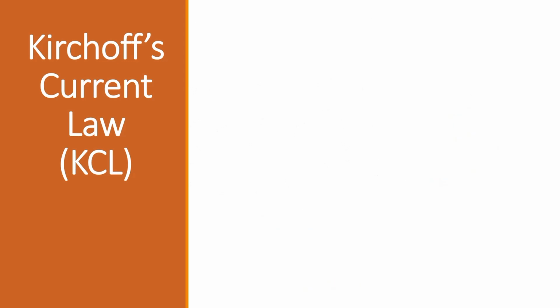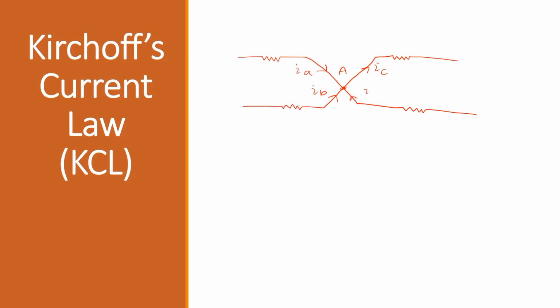Now, if you have a circuit like this, there is only one node A. Now, this is IA, this is IB, this is IC, and this is ID.